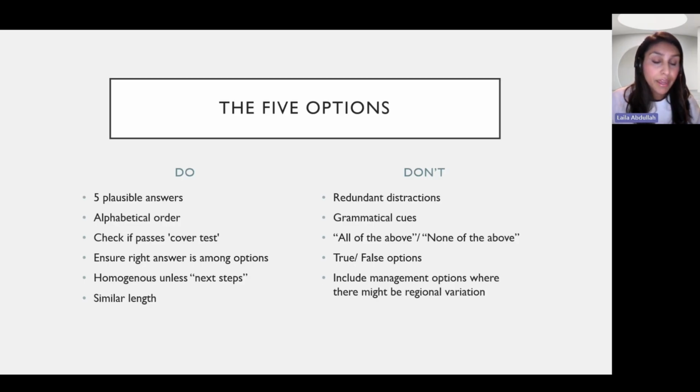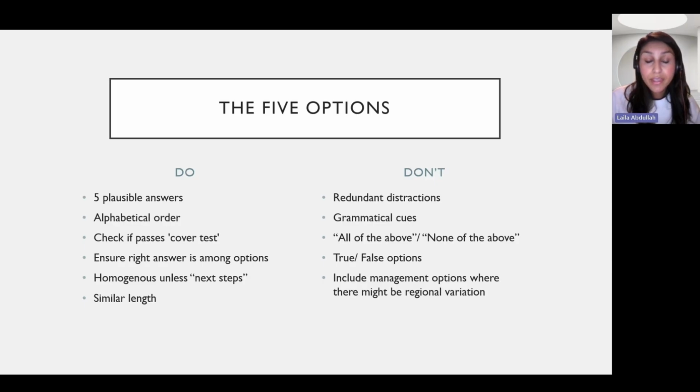But as we know, in primary care, there is often combinations of things that might be done, or different management options. So a way around this is to ask what's the most appropriate next step in management. And then a mixture can be acceptable. Try and make the answers of similar length, because historically students will pick the longest answer. So wherever possible, they should be similar. So avoid redundant distractors.